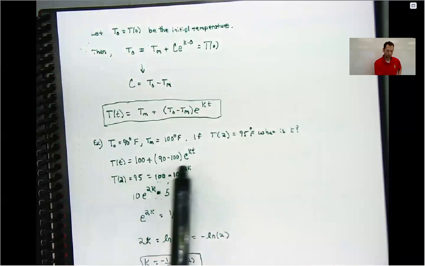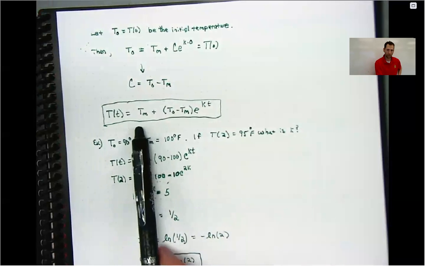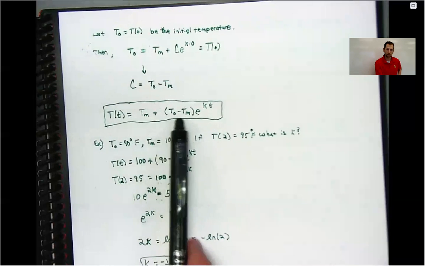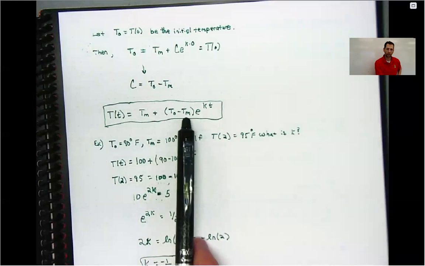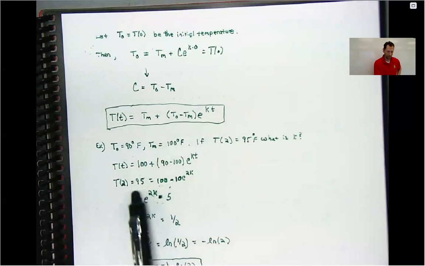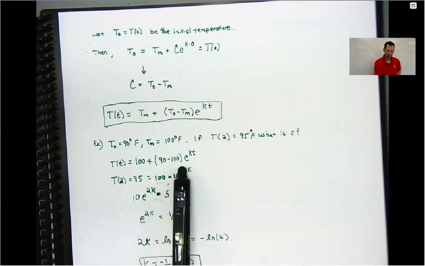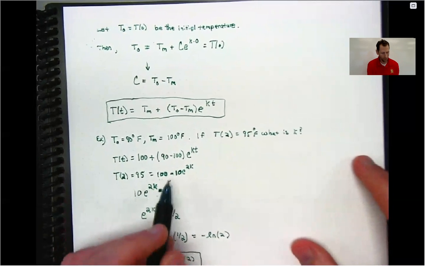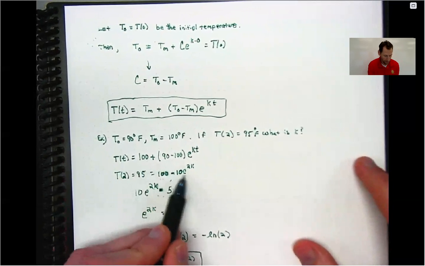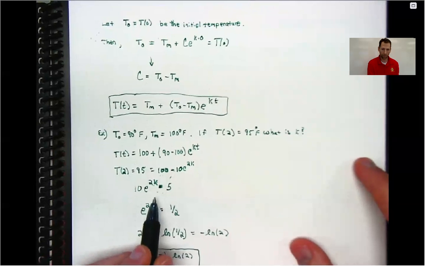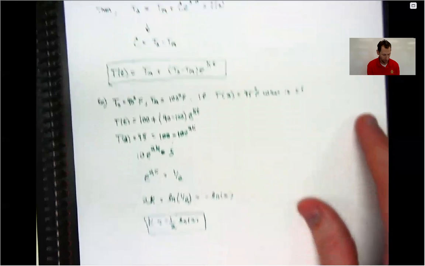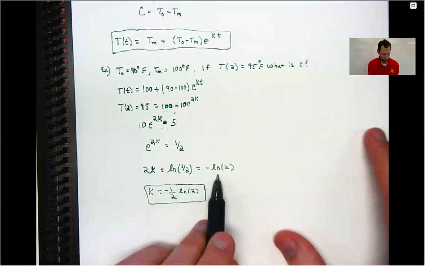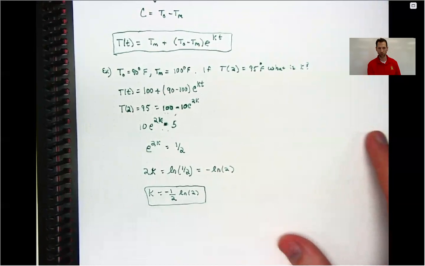Well, I use my Newton's law of cooling model and plug in the information. I know the outside temperature is 100, and my object's temperature initially is 90. So the model is T of t equals 100 plus (90 minus 100) times e to the kt. I know at t of 2 it equals 95. So I have 95 equals 100 minus 10 e to the 2k, and I can solve for k. Dividing through by 10 and taking the natural log, using a little natural log rule, we get that k is minus 1/2 natural log of 2.